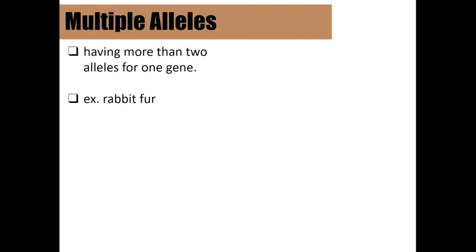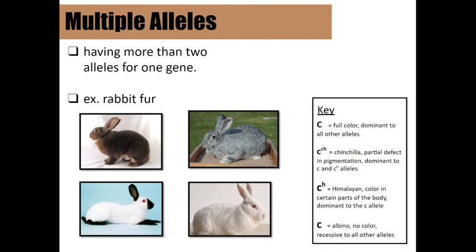Now multiple alleles means having more than 2 alleles for one gene. An example of this is rabbit fur. So imagine your big C, this is full color, dominant to all other alleles. So now we got our little c with our C^H coefficient. This is chinchilla. So it has a partial defect in pigmentation. So it is dominant to our little c and our c^H alleles.